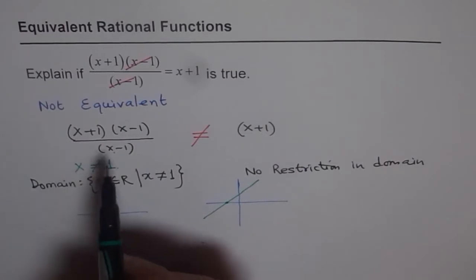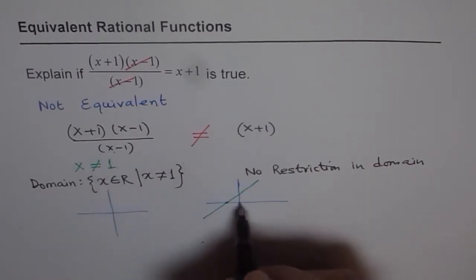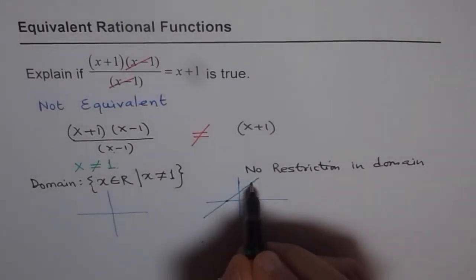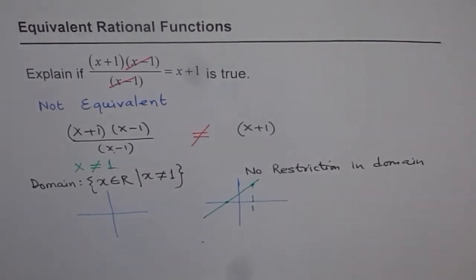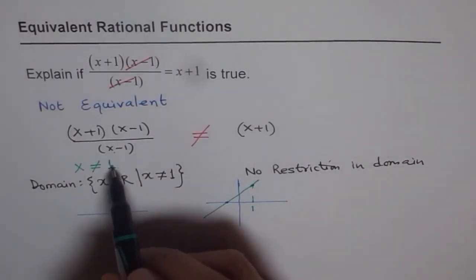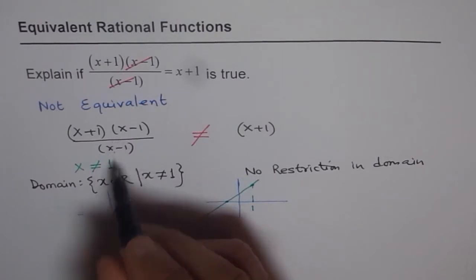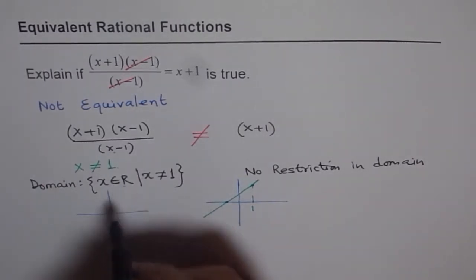Now here, can I write x equals minus 1? Yes, I can. But how about x equals plus 1? In this case, at x equals plus 1, I get 2, a value there. But in the other function, if I write x equals plus 1, then the denominator becomes 0, right? So therefore, we cannot have x equals 1. It is not in the domain.